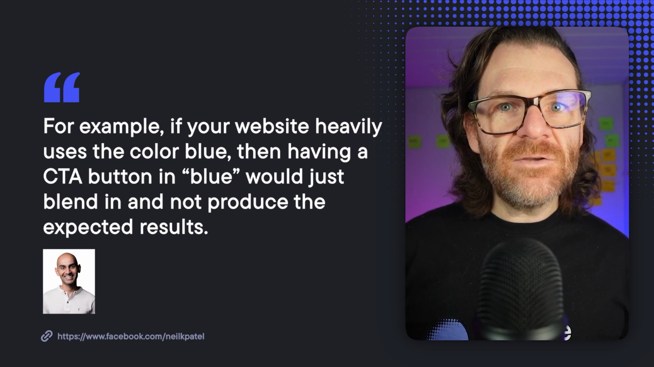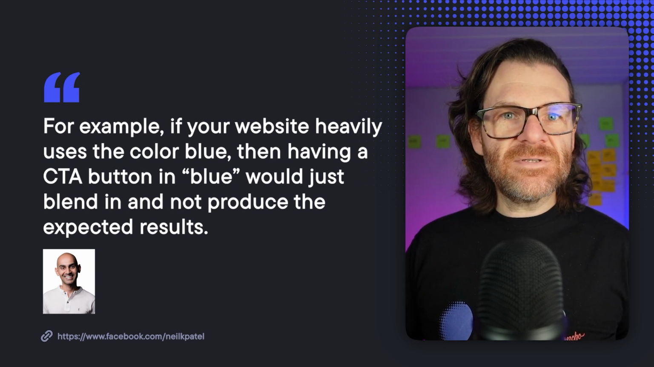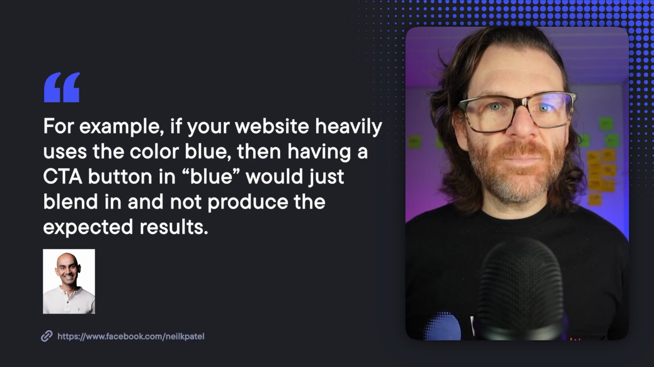So you could use your primary brand color as the CTA button color, and it'll be, by default, on brand. This can absolutely work, but often the primary brand color is used in multiple places across components in the design, so you can risk the CTA getting lost alongside other elements in the design, despite it having a strong contrast. Just like what Neil Patel said, if your website heavily uses the color blue, then having a CTA button in blue would just blend in and not produce the expected results. Cheers, Neil. You're welcome. So instead of using the brand's primary color, it's always good to have a color that works with the primary brand color for your CTAs.